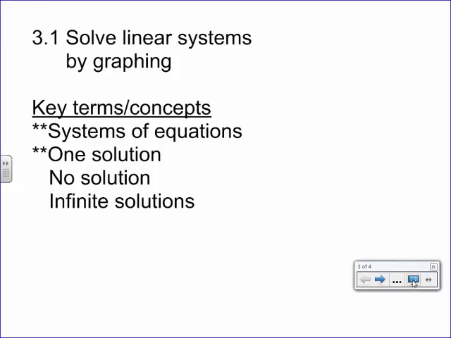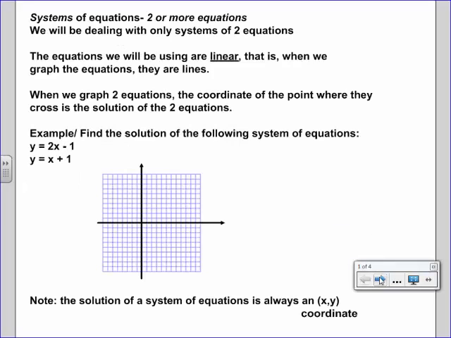Okay, today we're going to be looking at graphing linear systems. Now, a linear system simply means two or more equations. So systems of equations is two or more. We're just going to look at doing two equations. And we're going to find out that when you graph two equations, there may be one solution, no solution, or an infinite number of solutions. So let's look at some examples.